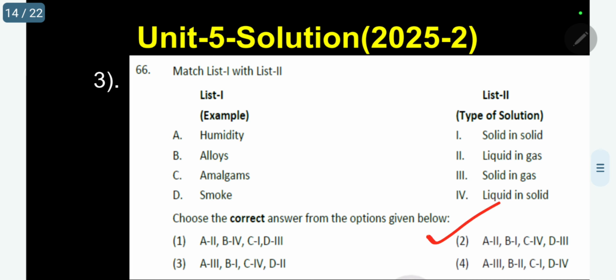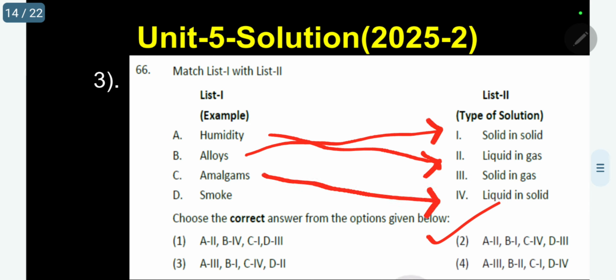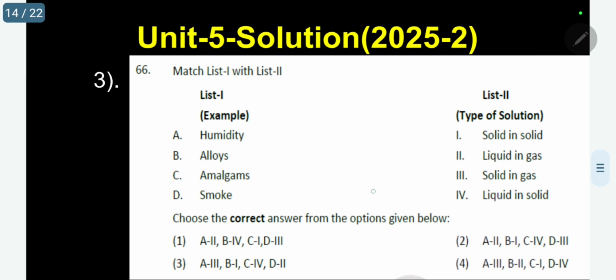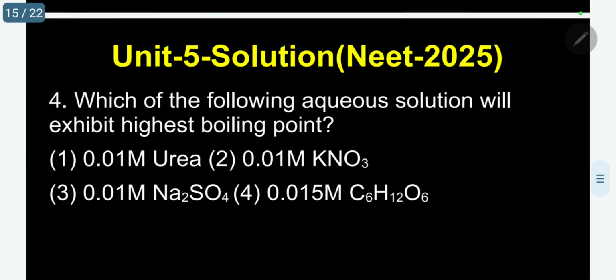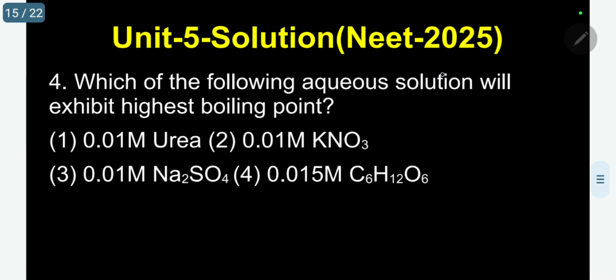That is A2, then B1, C4, and D3. So this is the correct answer. Next question, the fourth question, asked in 2025.